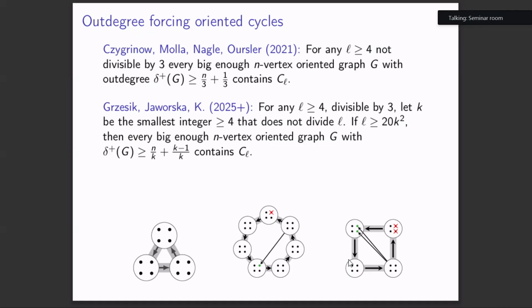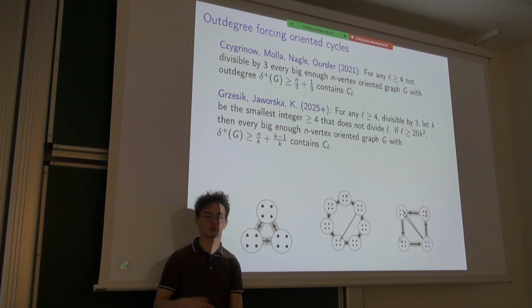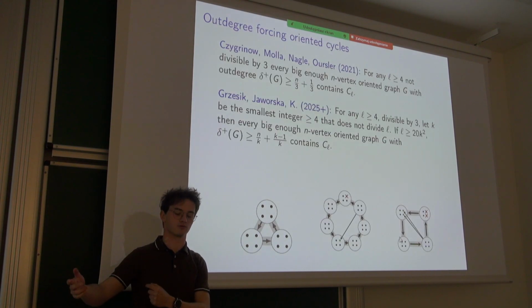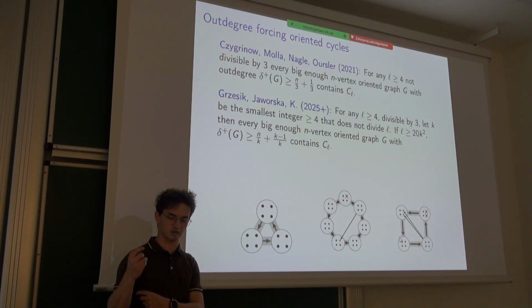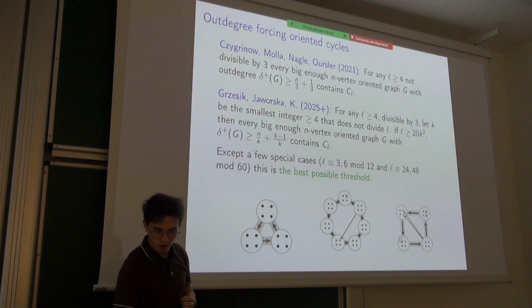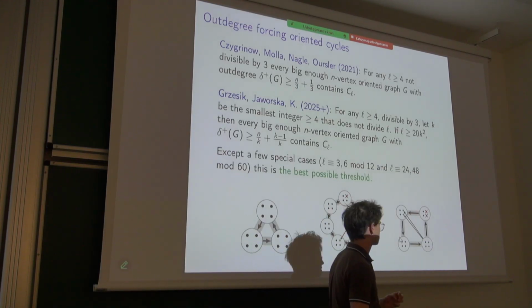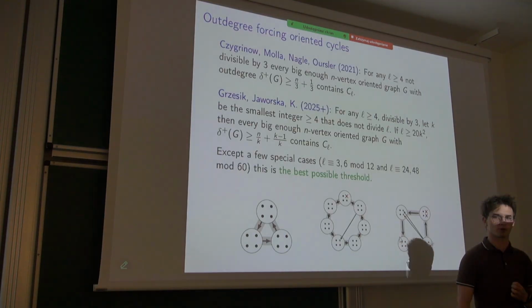Okay, and what we say is that when we have an outdegree that is slightly greater than n by k, which is exactly k minus 1 by k, then we would have CL where L is not divisible by 3. Sorry, L is divisible by 3. For almost every case, except a very few, this is also the best possible threshold.